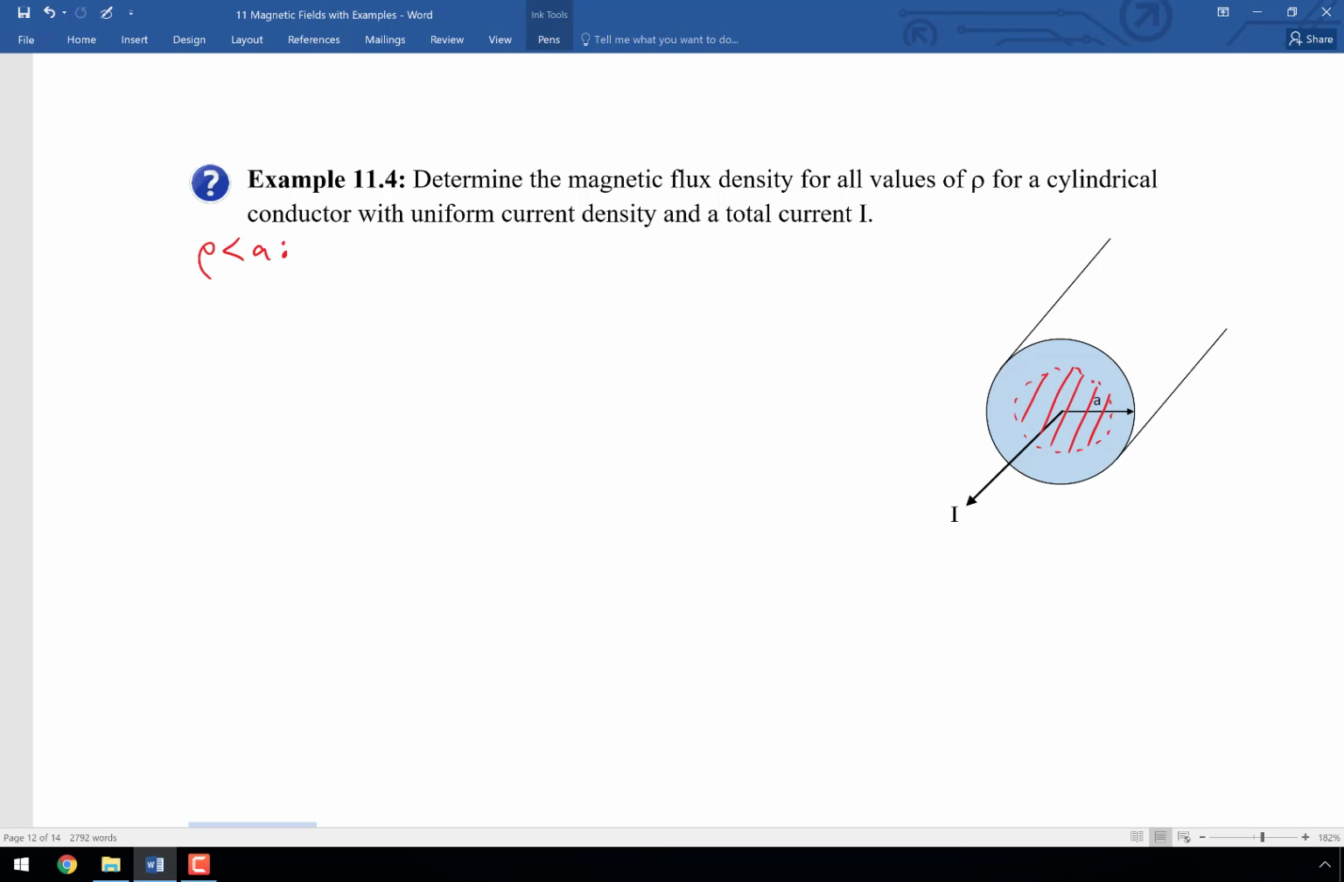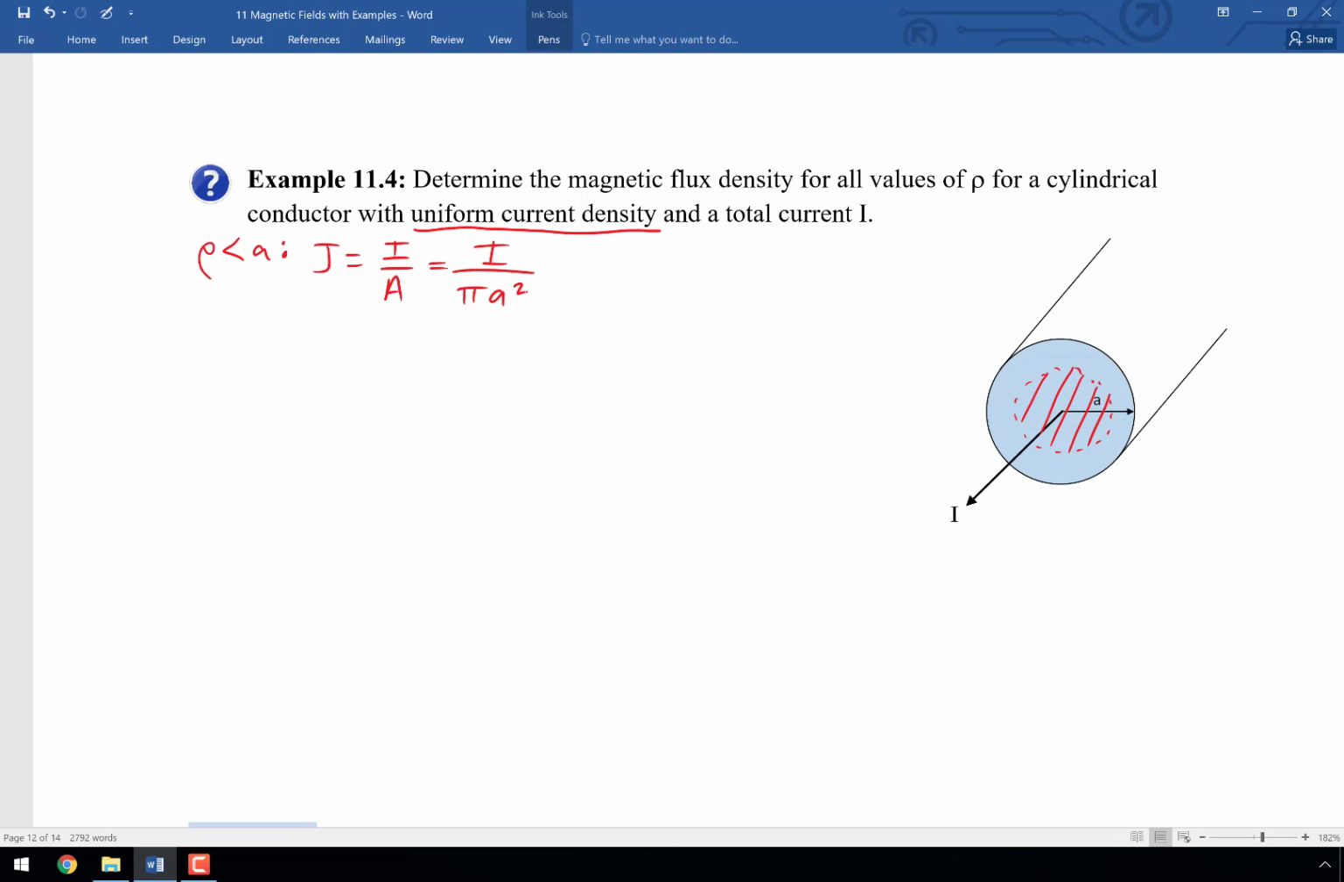Now, it does say that it has uniform current density, so that means it's easy for us to calculate J. J is equal to the total current divided by the total surface area, and the total surface area is simply pi a squared. So this is I divided by pi a squared.